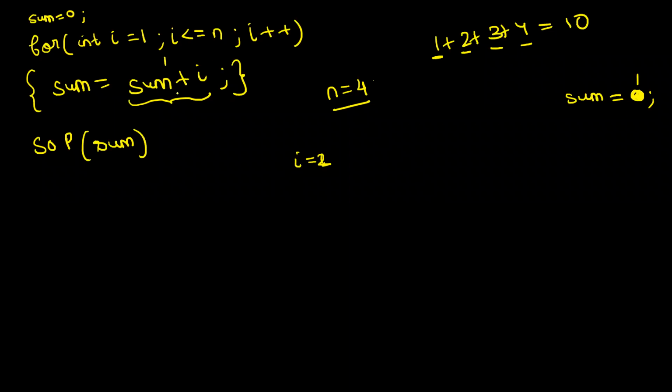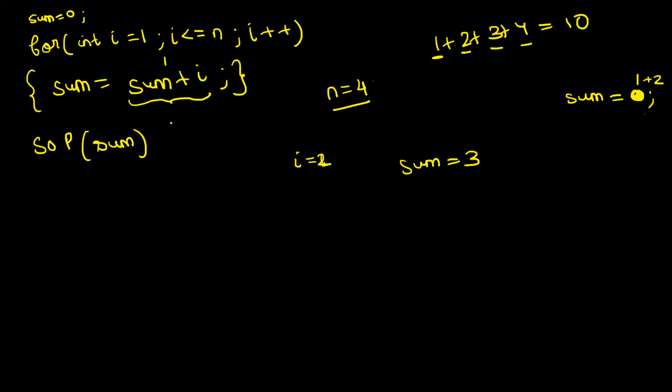The value of sum is already 1. 1 plus I, and I is 2. So 1 plus 2 will be 3, and now sum will be storing a value of 3. Are you guys following till here? So I have added 2 also. And what is 1 plus 2? It is 3. That is what the sum is storing.